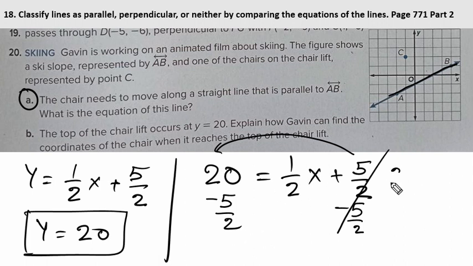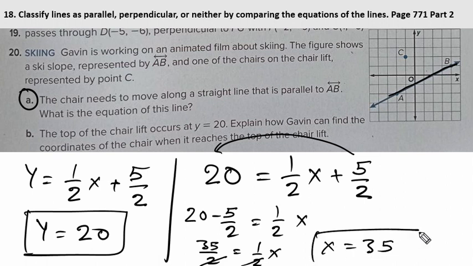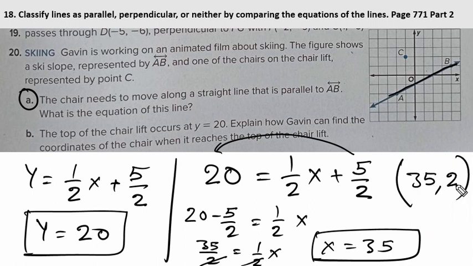20 minus, wait a second, I have limited space, so let me clear this part. 20 minus 5 over 2 equals 1 over 2 x. That will be 40 minus 5, 35 over 2 equals 1 over 2 x. 2 and 2 cancel, so x equals 35. So that will be the x coordinate, and the full coordinate will be x equals 35 and y equals 20. So when y equals 20, x will be 35. So check your options, and that's how you solve this problem.